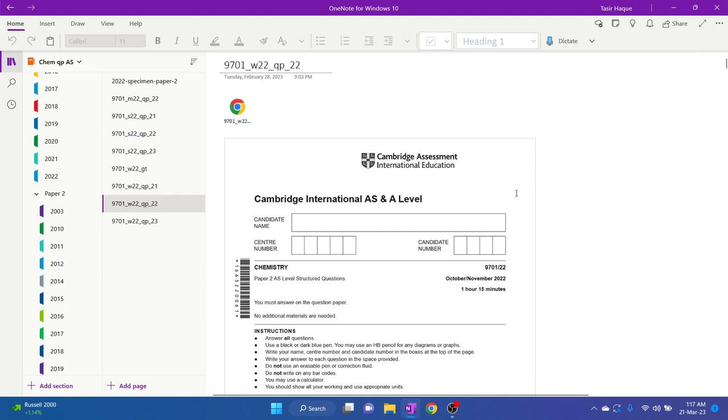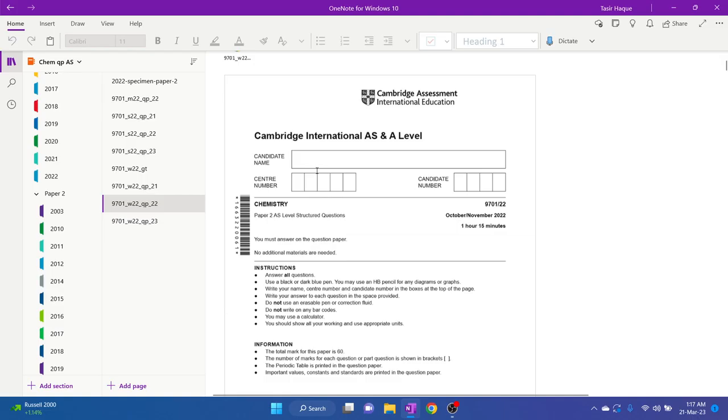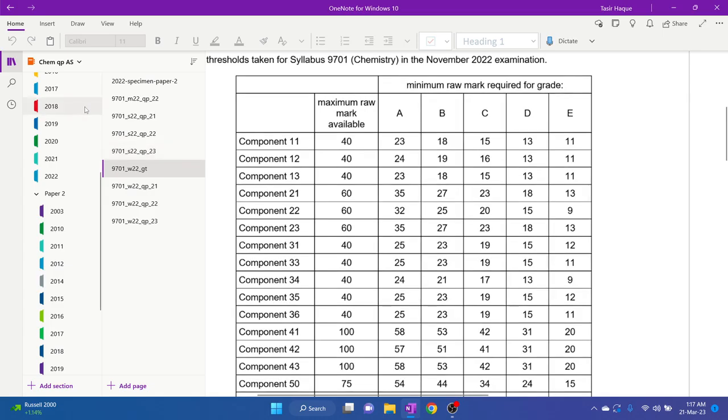Hey guys, we're solving this chemistry paper today. This is 9701, paper 22, October/November 2022, the last one in the series. So let's start by looking at the threshold first.